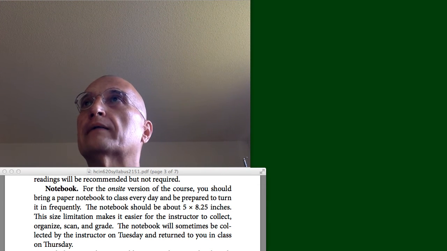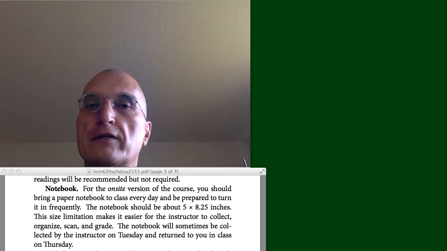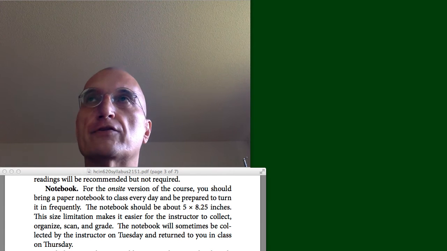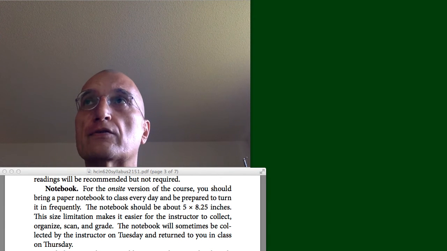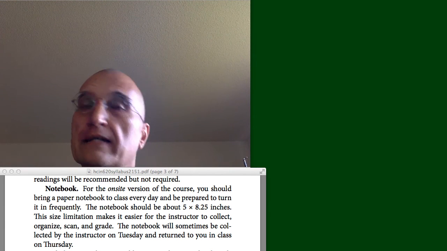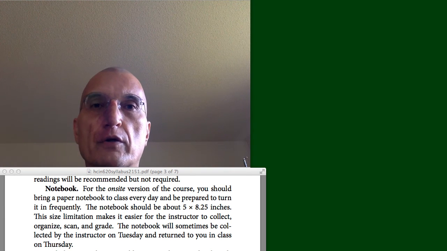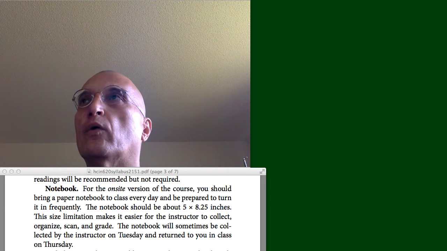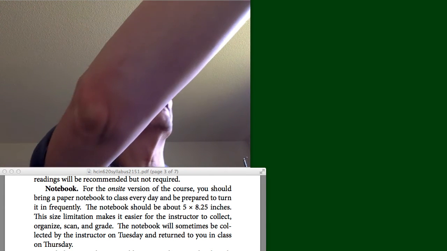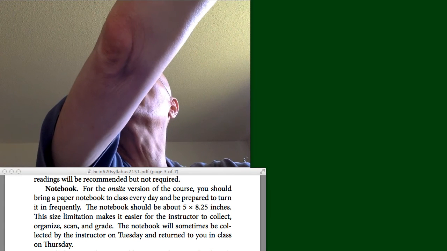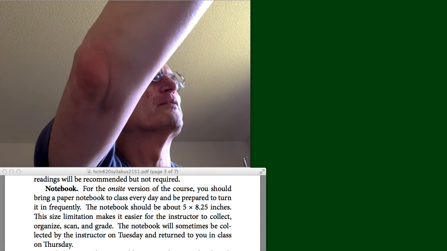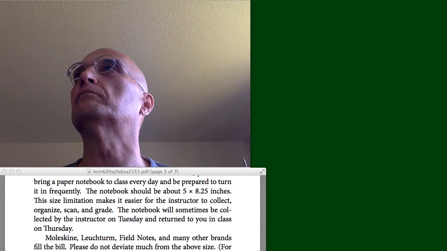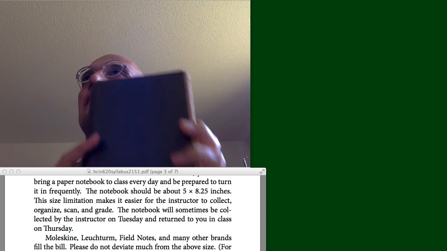The notebook should be about 5 by 8.25 inches. That size limitation may sound really arbitrary, but it has a couple of advantages. It makes it easier for me to collect and organize and scan and grade things. In the on-site version, I still do collect them sometimes because I want to look through the whole sketchbook at once. I have a particular kind of book that I use, and I list a number of different variations: Moleskine, Leuchtturm, Field Notes, and a bunch of other brands.